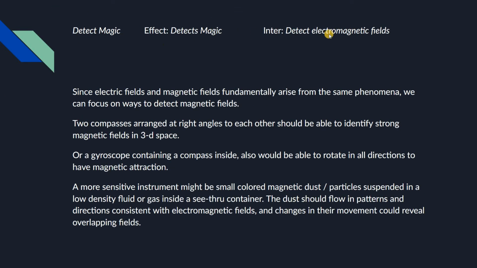Detect magic. I interpret this as detecting electromagnetic fields. So we're going to focus on detecting magnetic fields, which should detect electrical flow anyway. So at the very basic, two compasses at right angles to each other should be enough to identify strong magnetic fields in 3D space. You might have to get kind of close to it depending on the sensitivity of the compass.